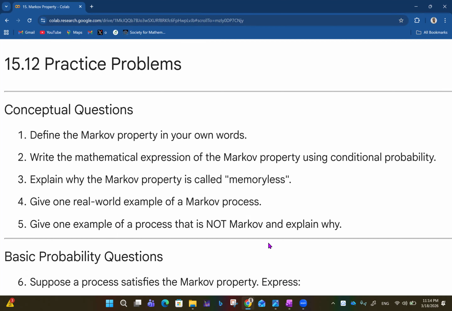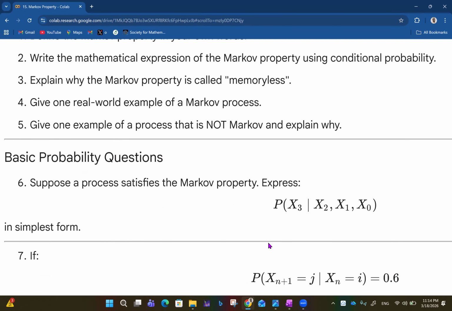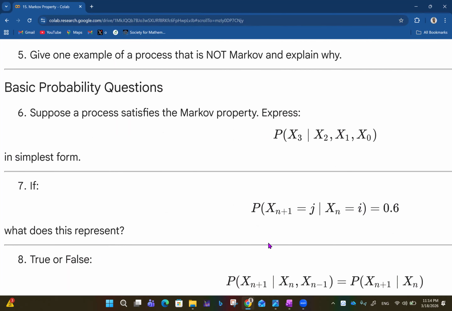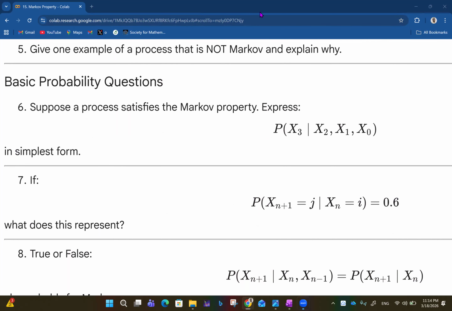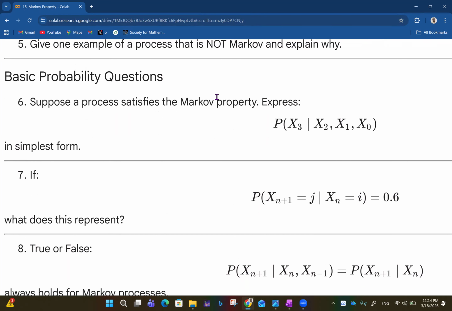Okay, I mean, we had an example before that. If we need yesterday's weather and today's weather to determine tomorrow's weather, that's not Markov any longer, right? So all that. Then basic probability questions. Suppose the process satisfies the Markov property, express this in the simplest form.